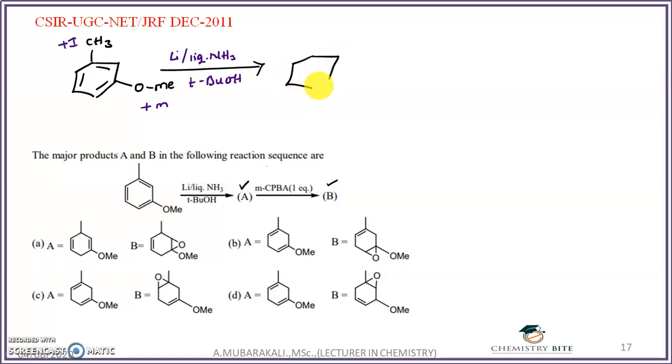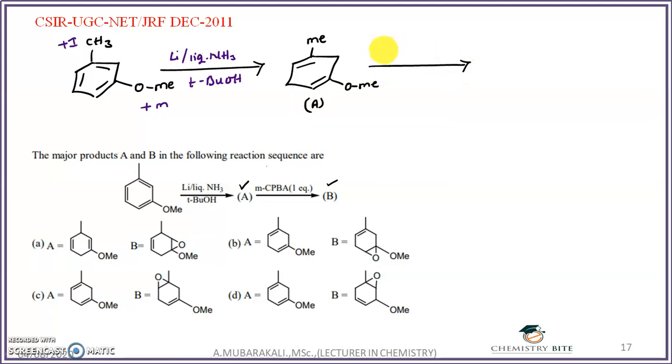The 6-member ring will be as it is, and here you can see you are having the methyl, and here the methoxy. It is clear that methyl should be attached to the double bond, and at the same time methoxy should be attached to the double bond. So parallel to this double bond, you have to write another double bond. This is the product A.